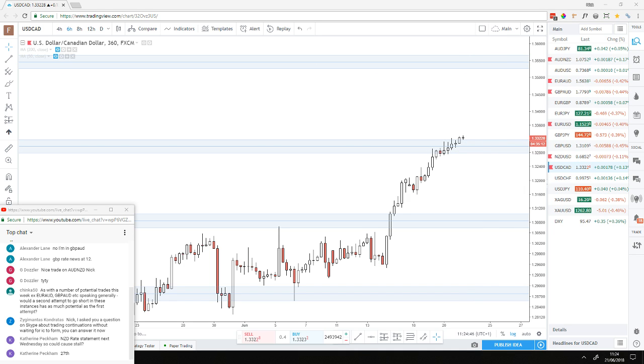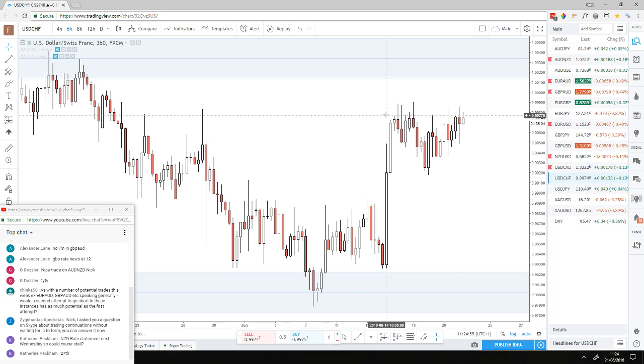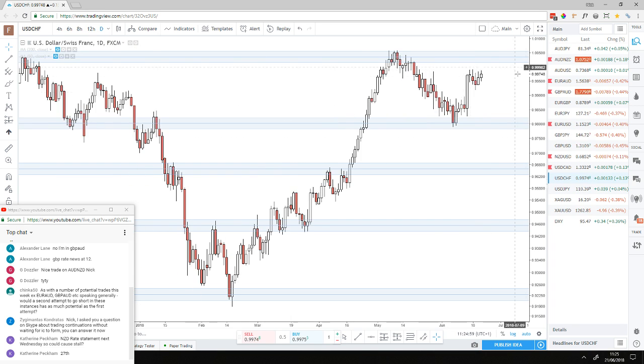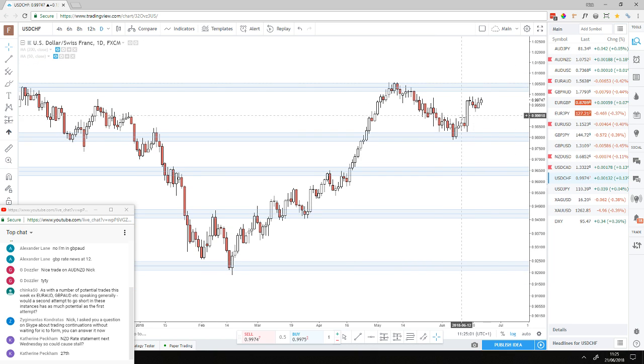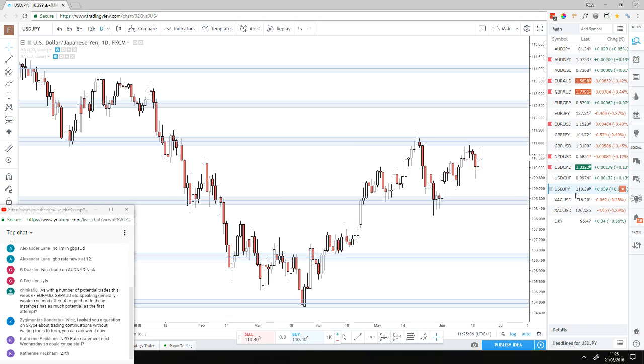So just keep a close eye on USDCAD. Still looking good, but shorts are off the table. We're looking for longs now. Now we've decided because we've seen how things have unfolded. USDCHF, this one's still just doing its thing. There's no potential setup here, not for me.